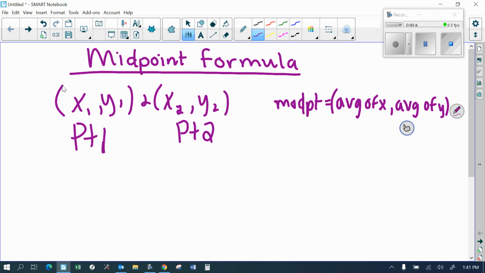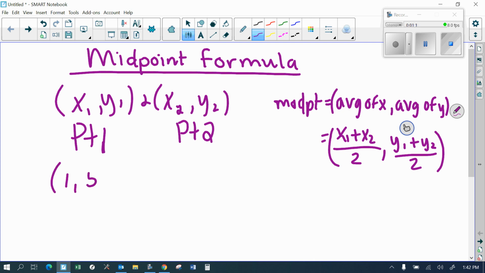Okay, that's your 2 points. So how do I get the average? I add the 2. Since there's 2 of them, I add the 2 and divide by 2. x sub 1 plus x sub 2 all over 2, comma y sub 1 plus y sub 2 all over 2. So you can either think of it as average of x comma average of y, or you can say x sub 1 plus x sub 2 all over 2, comma y sub 1 plus y sub 2 all over 2. So let's do an example.